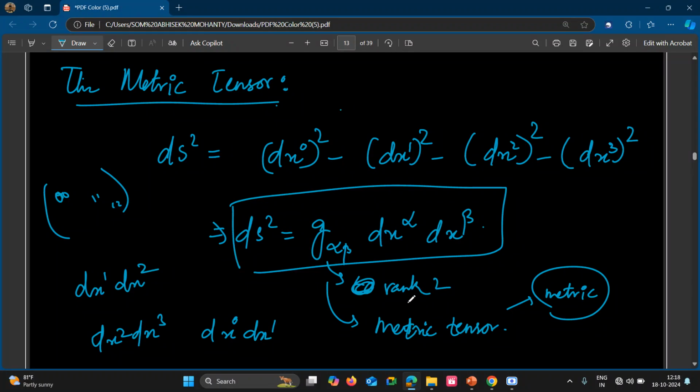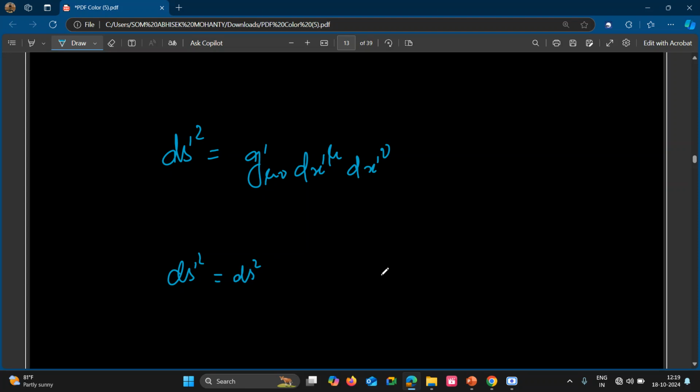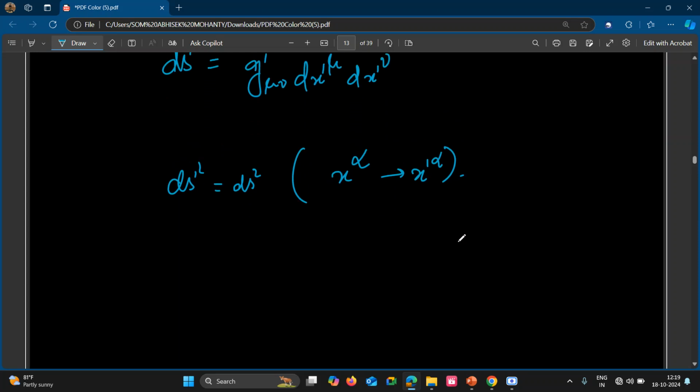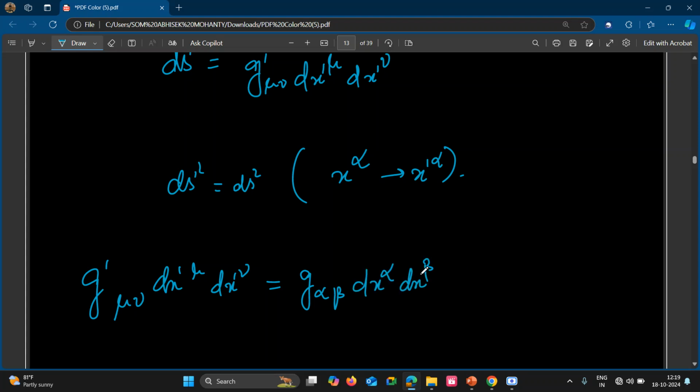Suppose in one reference frame sigma we write the transformation: ds dash square is equal to g dash mu nu dx dash mu dx dash nu. Since we know ds dash square is equal to ds square, under the transformation x alpha to x dash alpha, we can write g dash mu nu dx dash mu dx dash nu is equal to g alpha beta dx alpha dx beta.